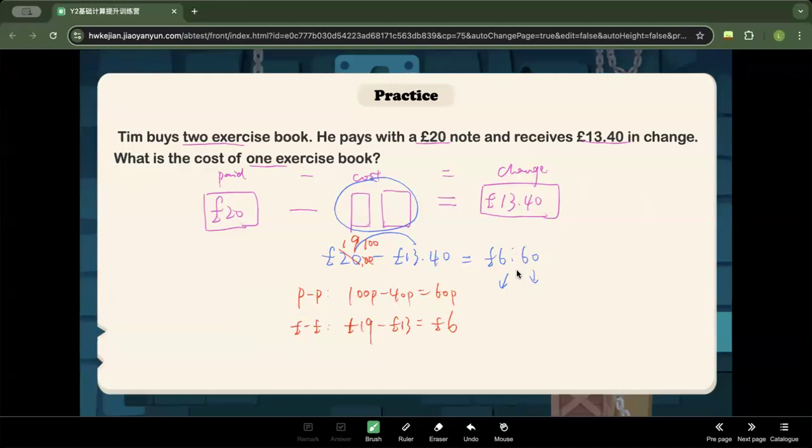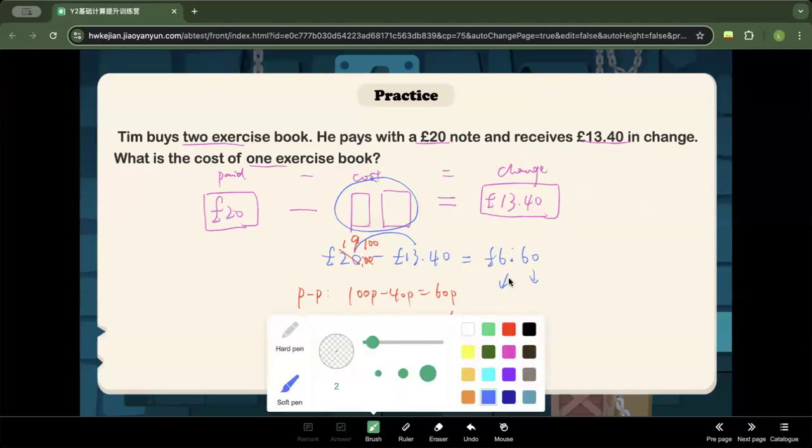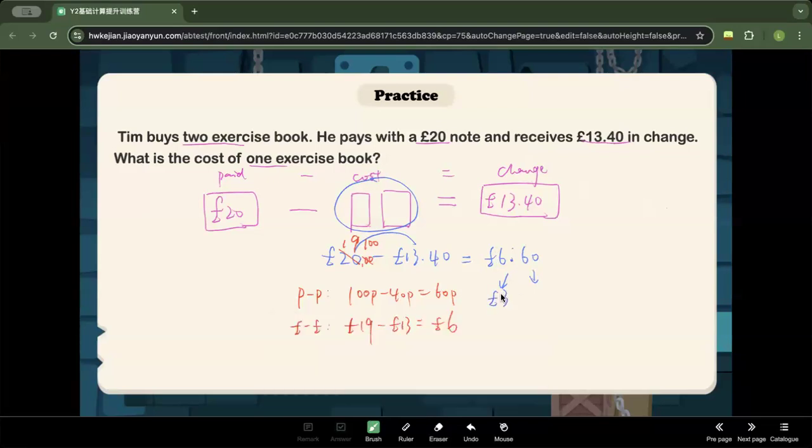But this time, everybody will see, since we have 2 parts, pound and pence, we can try to separate them. As you see, when we try to find a half of 6, is that easy? Yeah, half of 6 is 3. So we can just have £3. We have 60 pence. What is a half of 60? Well, half of 60 will be 30. So we will find 1 exercise book will be £3 30 pence.